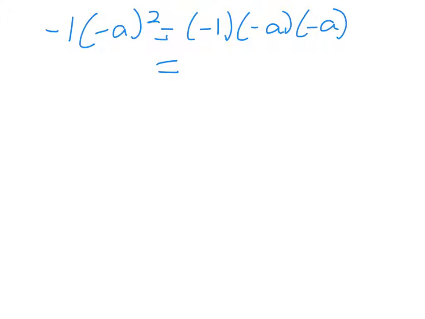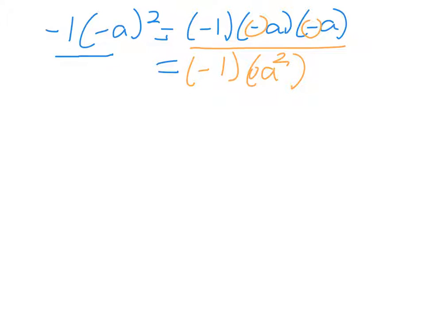So the first thing, here we had negative 1 times negative a to the second power. First thing we do is write the power as a product. So we had negative 1 times negative a times negative a. Then we can simplify down to negative 1 times a to the second power. We had two negative signs, 1, 2, so there's nothing there because it was an even number.